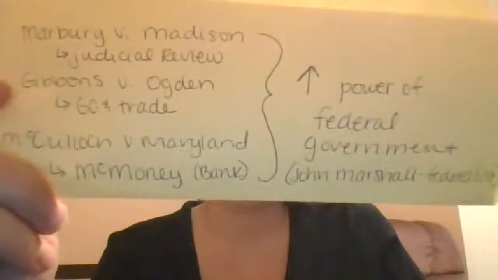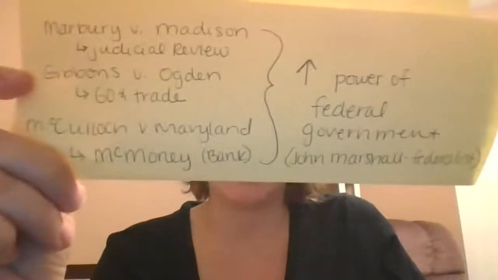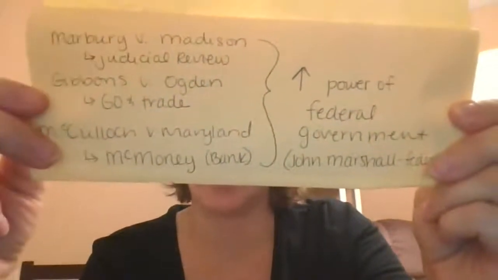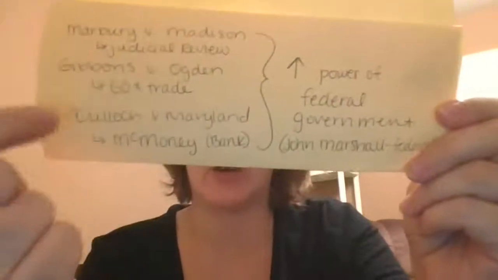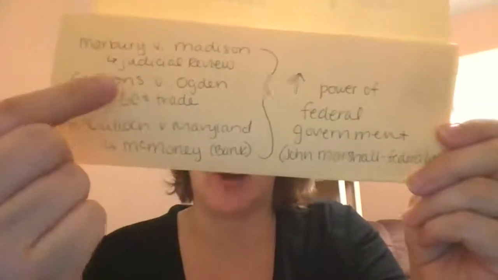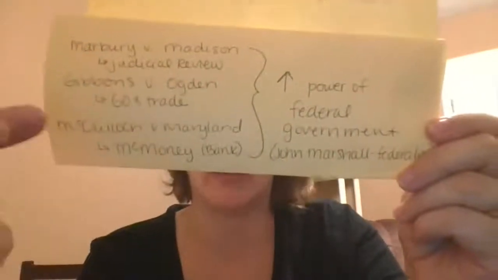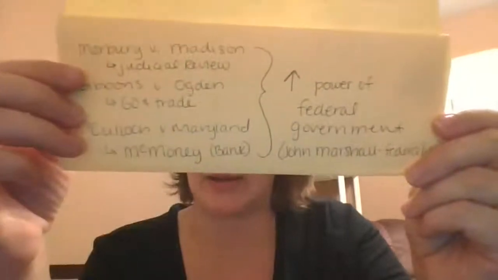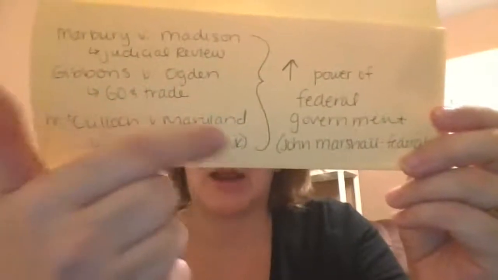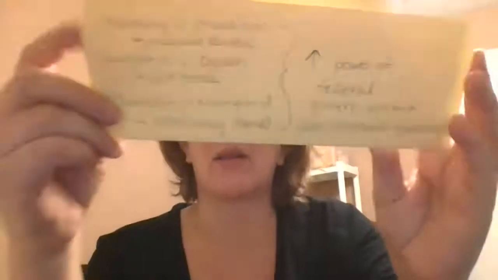I highly recommend, if these are confusing to you, this is definitely something that you want to turn into a little quick study moment. Gibbons v. Ogden, go and trade. Only the federal government can regulate interstate trade. We talked about like I-10, I-45, that means interstate. And then McCulloch v. Maryland, McMoney, they were trying to tax the bank. We said states cannot tax federal institutions. All right, so we've covered all the main points.